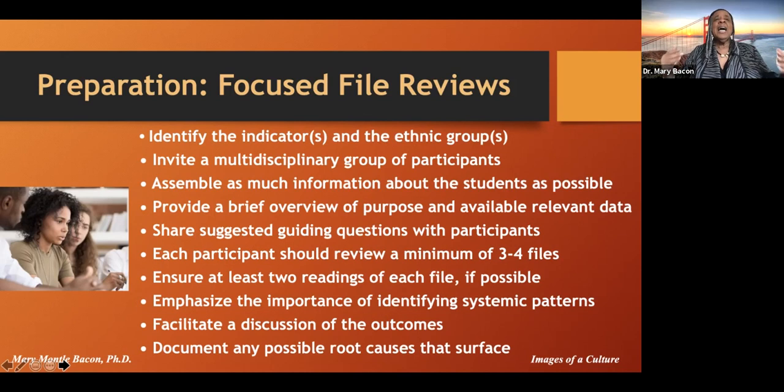You're going to be sick and tired of hearing me say it: emphasize the importance of having them look for systemic patterns that may have impacted that child's journey. Facilitate a lively discussion of the outcomes and document any root causes for that referral and the ultimate assessment as possible.